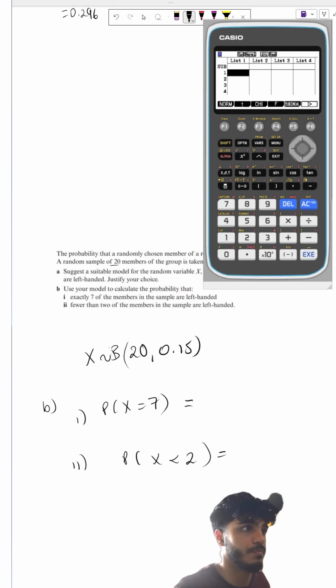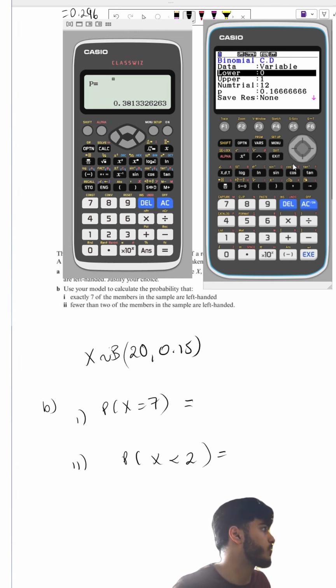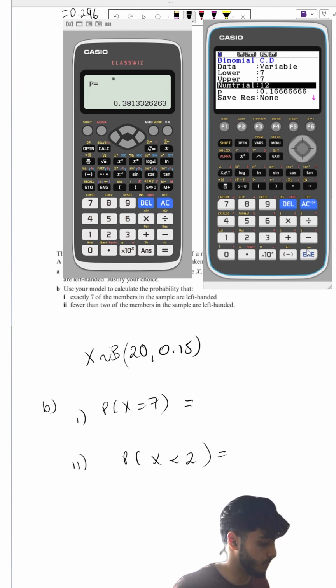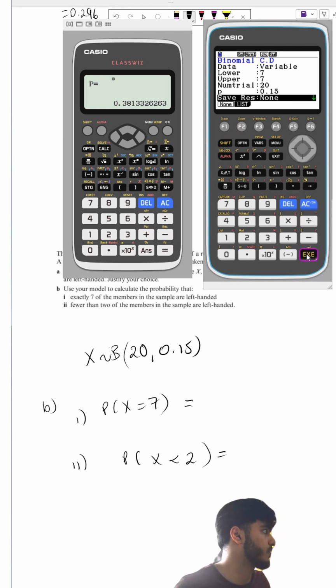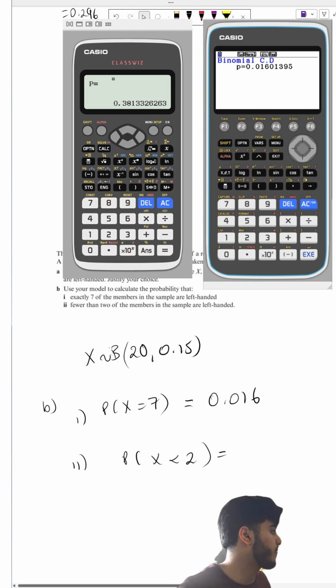Put them both up here. Binomial distribution, and you can see which one's a lot quicker. 20 and 0.15. That's my first one. That's going to be 0.016, and I'll do the same thing on the other one.